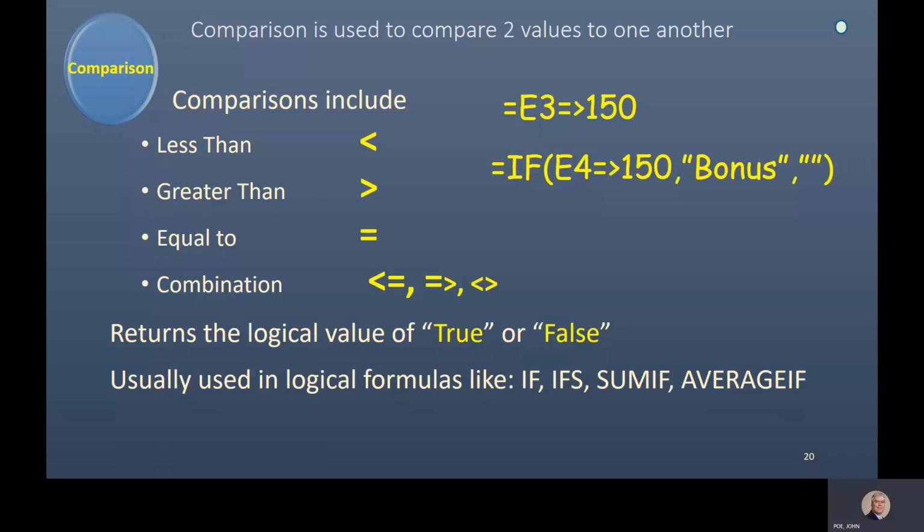Normally, we'll use something like this as part of an IF statement, whereas the first item just gives us true or false. When you combine it with an IF, it allows us to say that this person gets a bonus if they get above 150, or if they don't reach that, they don't get the bonus. That's where the double quotes come in. We can also use it in formulas like not just the IF, but the SUMIF, the AVERAGEIFS, and the other groups of functions like that.